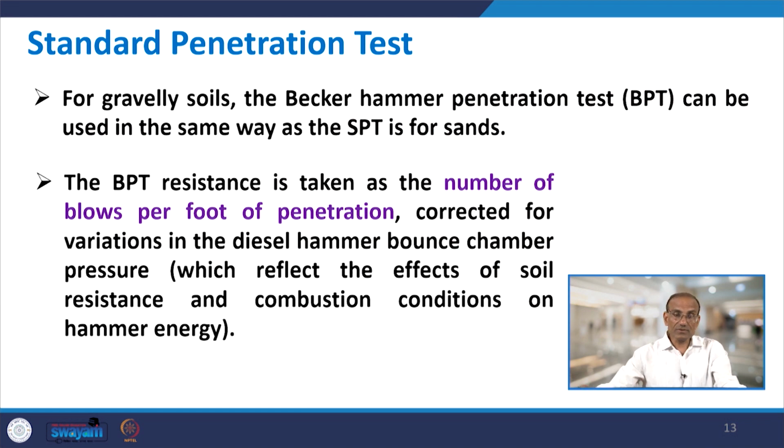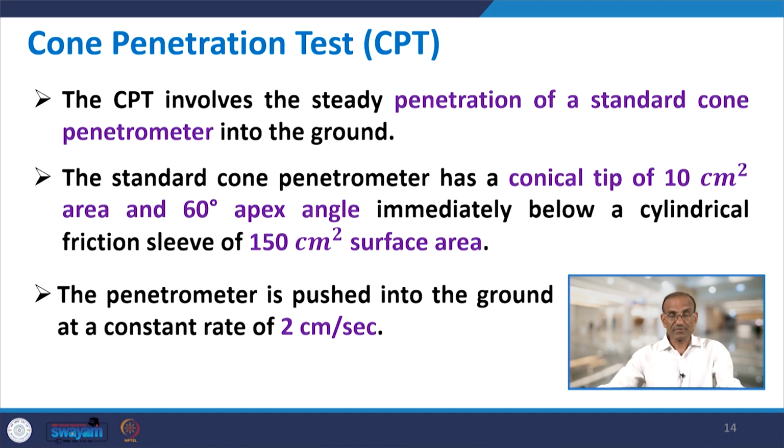For gravelly soils, another test called the Becker hammer penetration test can be used, and it is used in the same way as the SPT. The BPT resistance is taken as the number of blows per foot of penetration, corrected for the diesel hammer or the bounce chamber, which reflects the effect of soil and combustion. So, this is about the Becker hammer. With this, the SPT is complete. Now, the second test is called the cone penetration test.